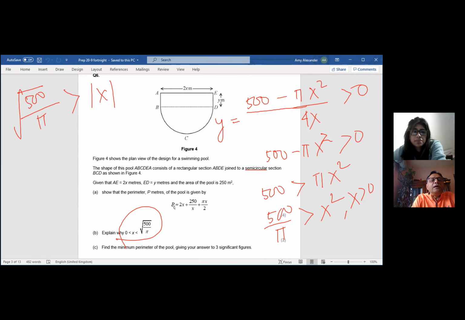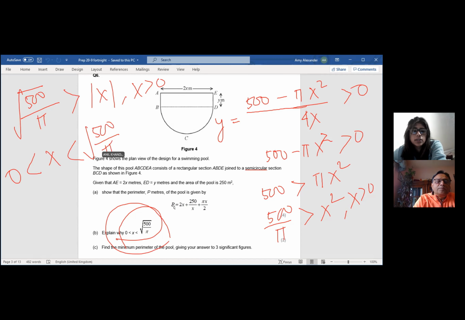So 500 over pi is greater than this. That means x is between 0 and this, because x is positive. Since x is greater than 0, we get x is between 0 and square root of 500 over pi. Is that clear? So the relation which you just got actually helps to find the restriction. That's clear.